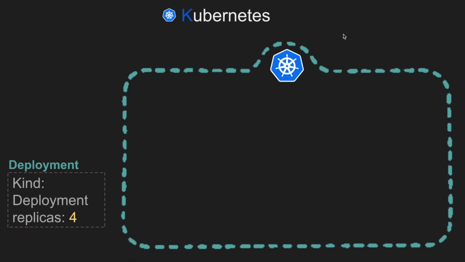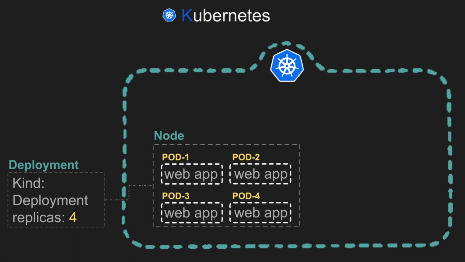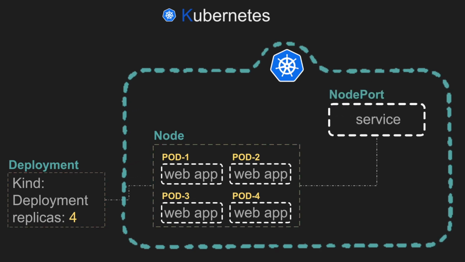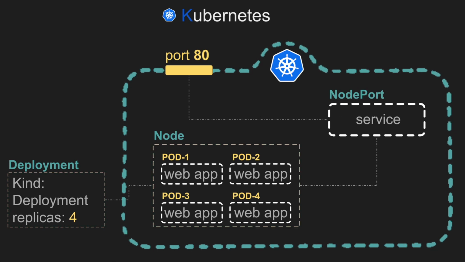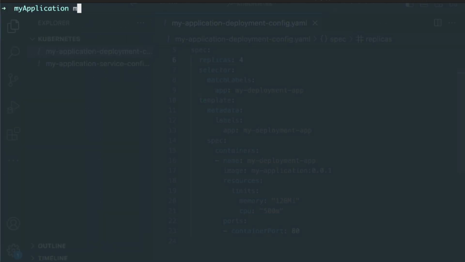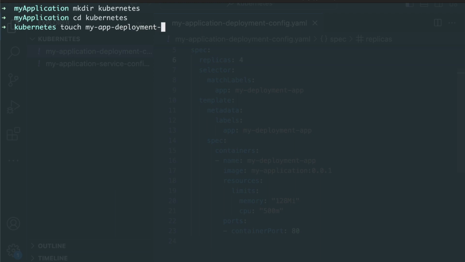Here we're going to create a deployment which will deploy our application in 4 pods, and then I'm going to create a service that will expose these pods to public clients on port 80. Let's now open a terminal, and then I'm going to create a folder called Kubernetes. In this folder I'm going to create 2 Kubernetes config files. The first one will be called my app deployment config.yaml, and the second one will be a service that will expose the application for us.